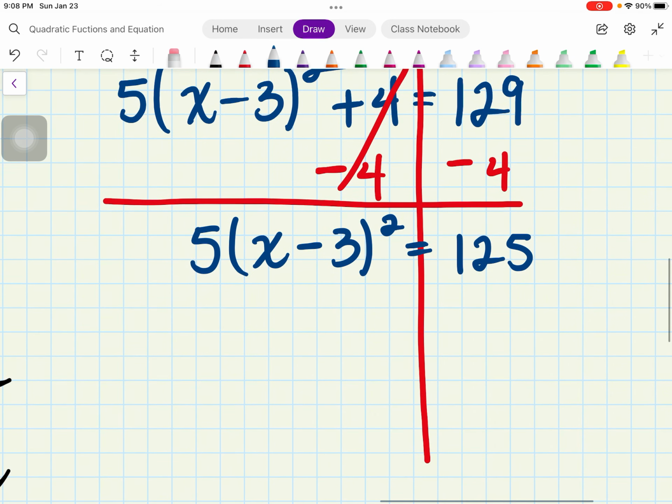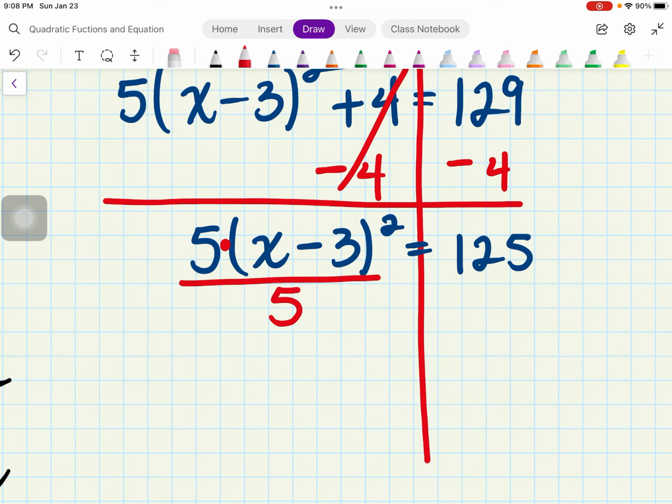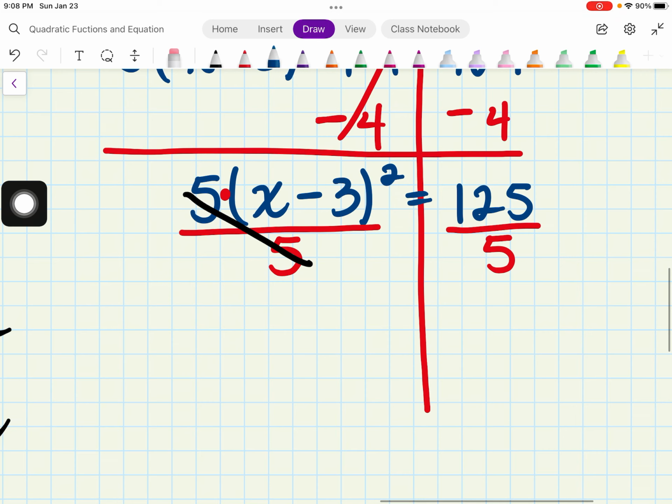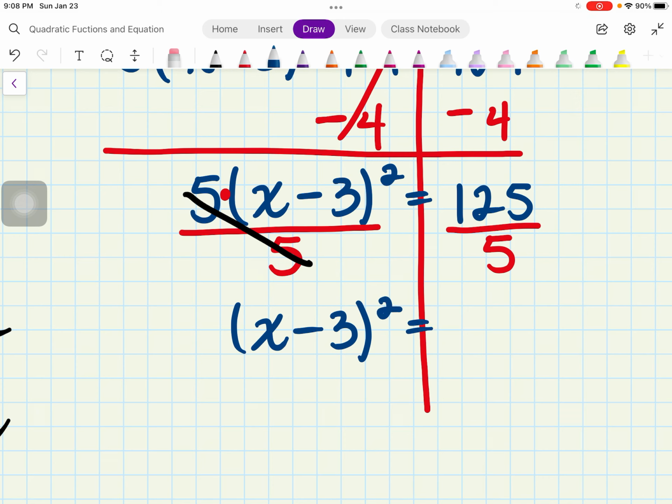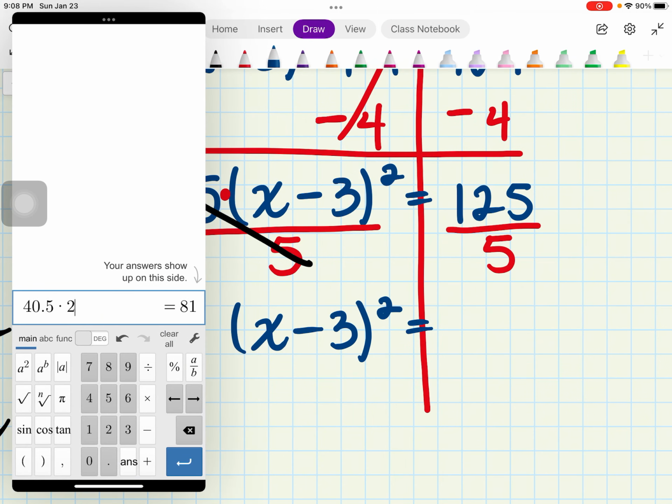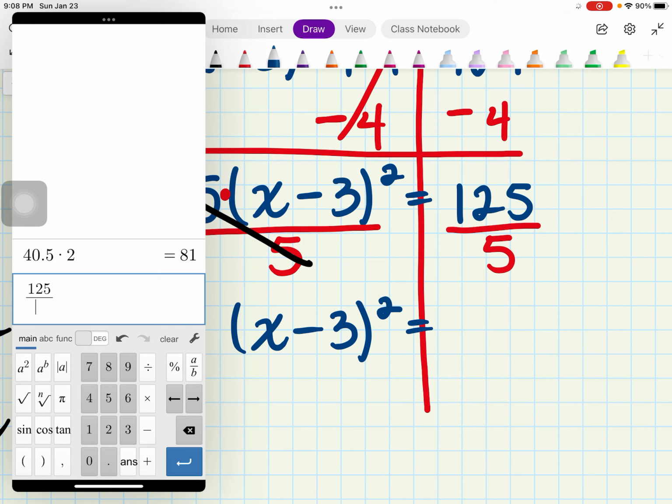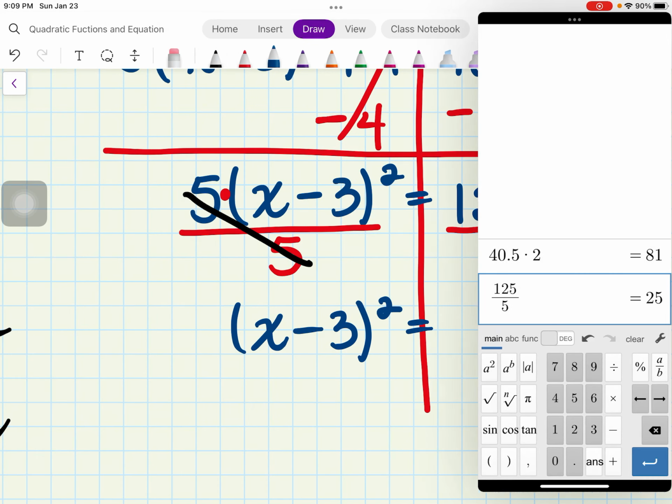All right. Next step in this case, guys, is we want to go ahead and get rid of this 5. Between the 5 and the parentheses, it is being multiplied. So in order for us to get rid of the 5, we're going to do the opposite and divide both sides by 5. Doing that, the 5 and the 5 are going to cancel. And we have (x minus 3) squared equals 125 divided by 5 is 25, I believe. Let's go ahead and check. Could be wrong. And it is 25.